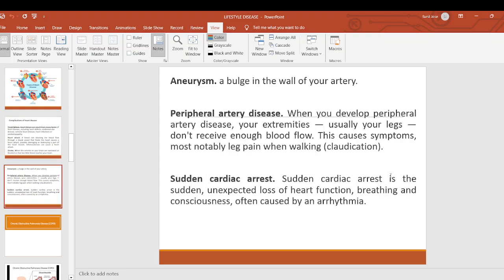Then we have aneurysm. In an aneurysm, we can see that there is a bulging in the wall of your artery. So that kind of problem is there.